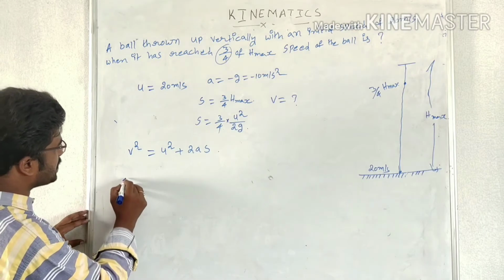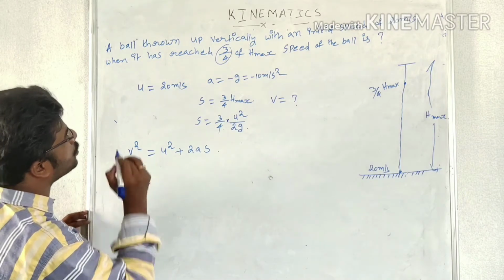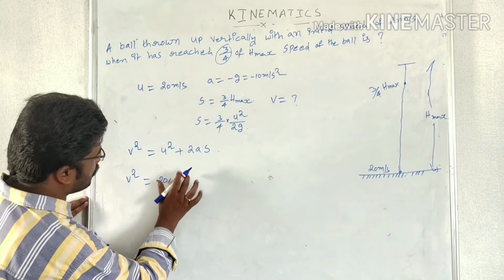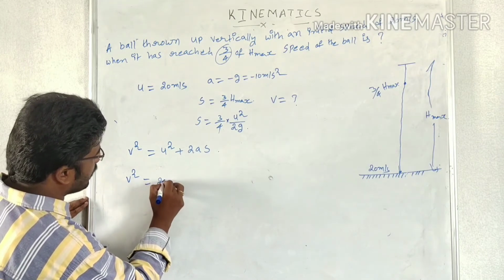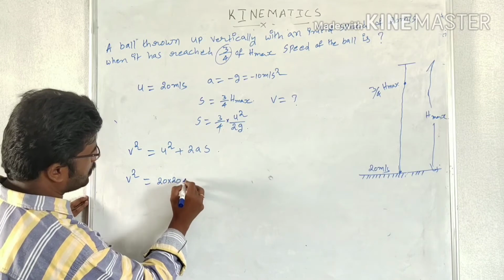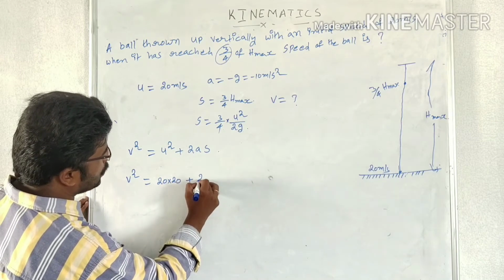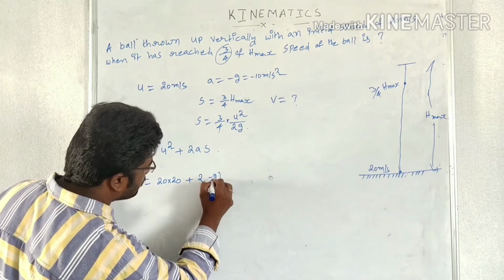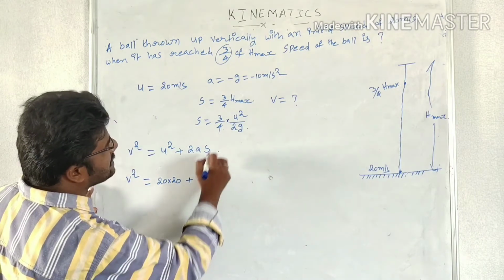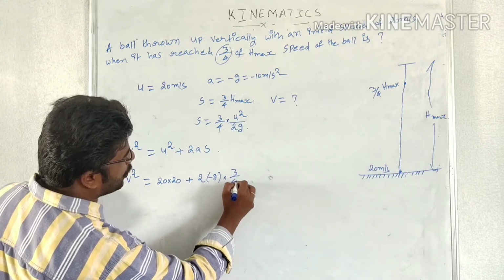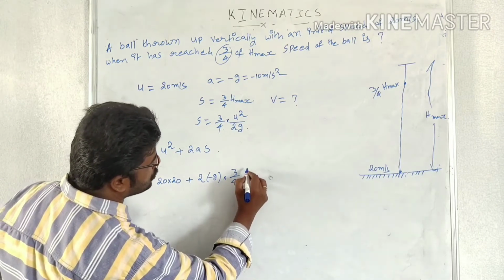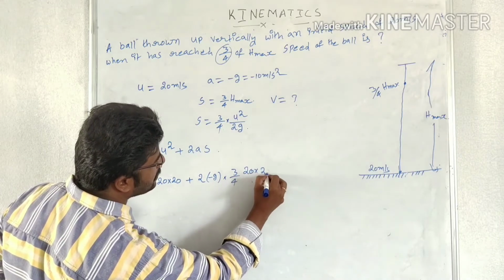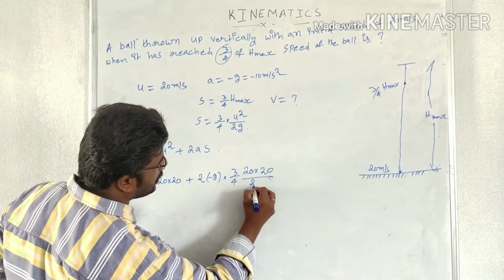Now we want the value of v square. v square equal to u square, that is 20 square, which is 20 into 20, plus 2 into a, which can be written as minus g, into s, that is 3/4 into u square, that is 20 into 20, by 2 into g.